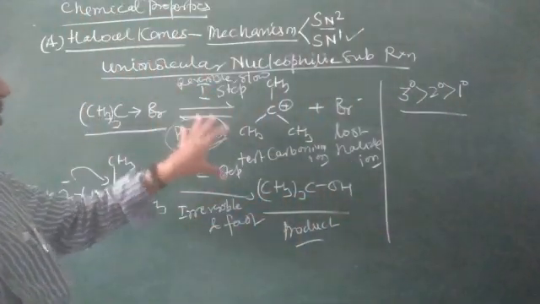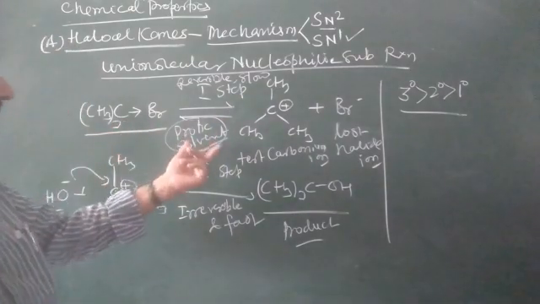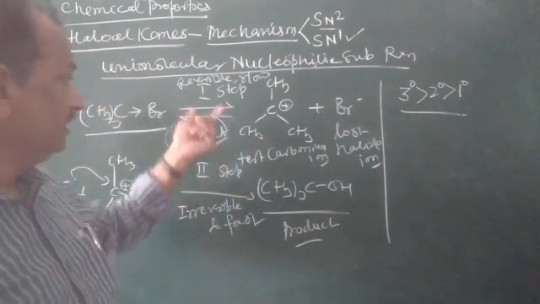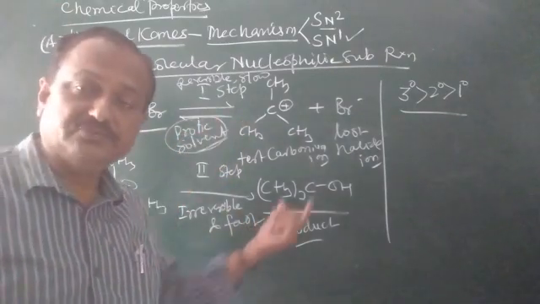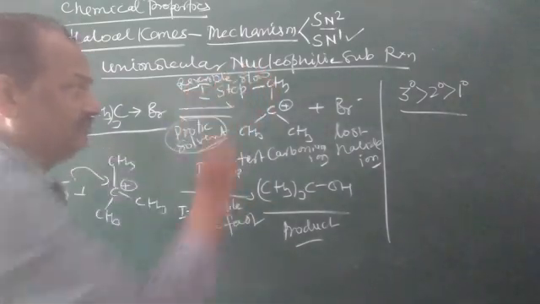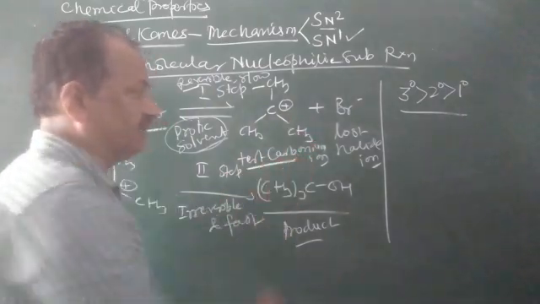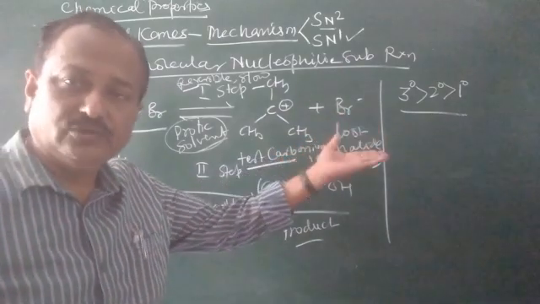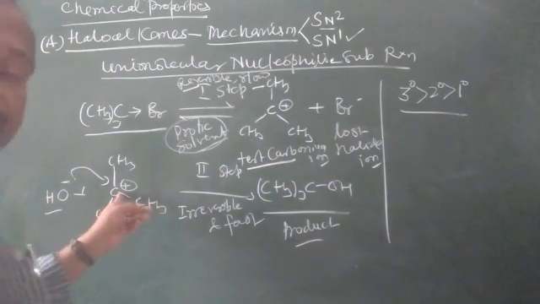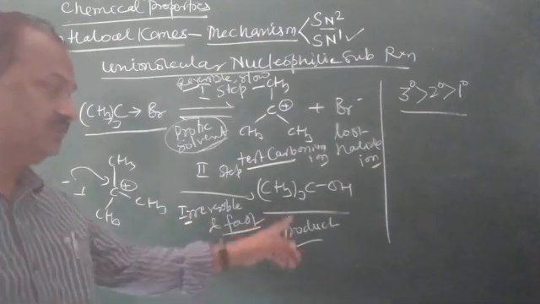In SN1, the two steps are there. This is the tertiary haloalkane, and in protic solvent like alcohol or dilute acid or water, it undergoes self-ionization to form the carbonium ion or carbocation, and this is the first step, and it is reversible and slow. The carbon carries the positive charge, so it is a tertiary carbonium ion or carbocation, and the bromide ion, or halide, is lost. In the second step, the nucleophile attacks this carbon having positive charge, and this second step is irreversible and fast, and so there is formation of product.